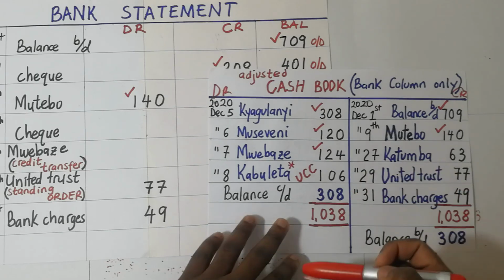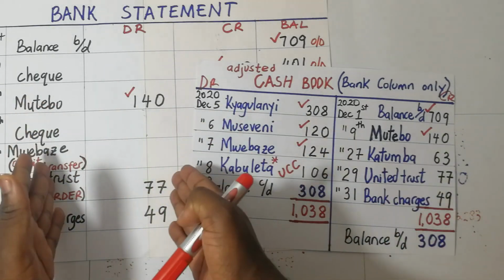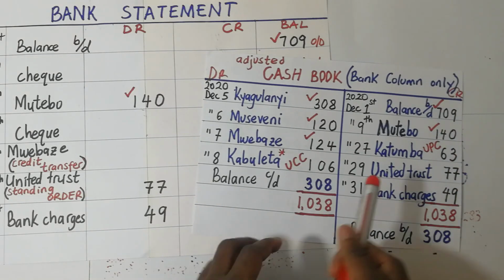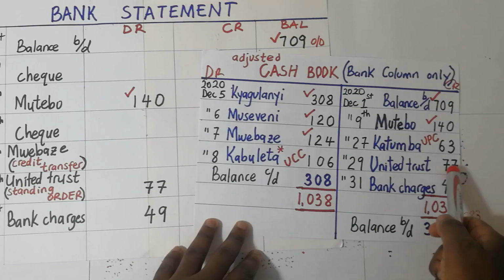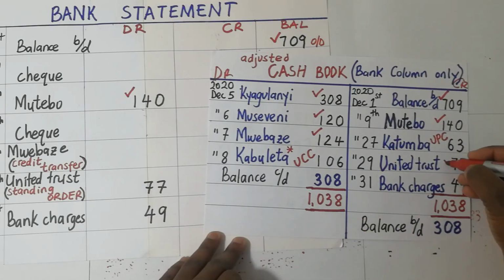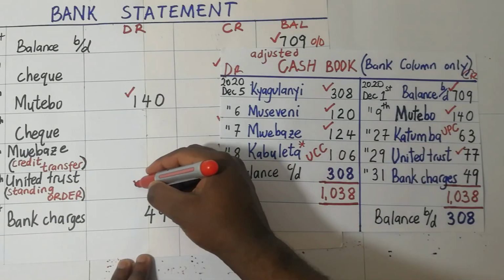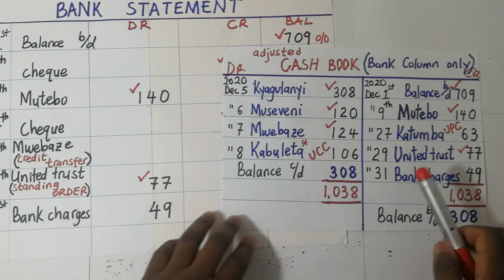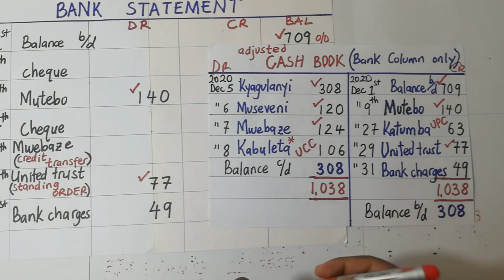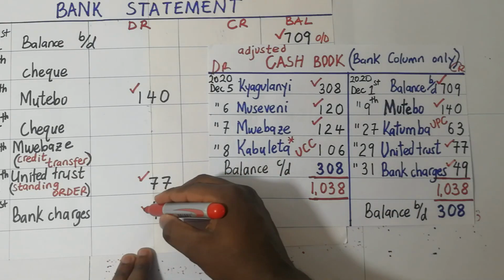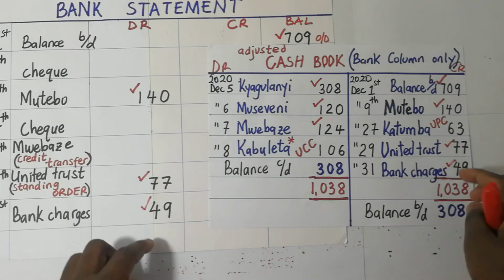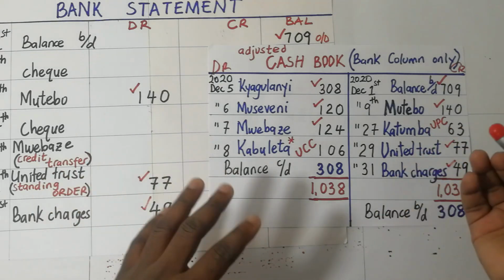Because Katumba has not yet presented the check to our bank so that our bank account is debited, we call this an unpresented check. It's not yet been presented. Then we come here, United Trust, 77. This one, we issued a check, actually it was a standing order. And then we have bank charges of 49 here. These ones were already adjustments that were made in the cash book.